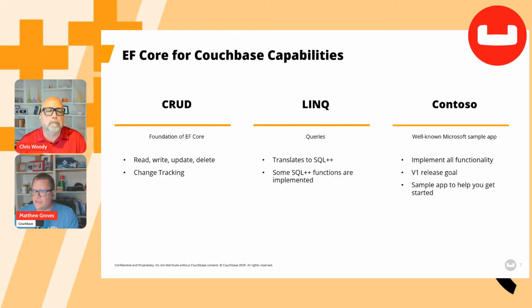So these are the version 1 goals of Entity Framework Core for Couchbase: to get to a point where you could use all the CRUD operations in Entity Framework. So read, write, update, delete, and of course, all the change tracking that comes along with that. Now, Chris didn't go over change tracking, but that's an important part of any ORM, to keep track of all the things you're going to change, and then at the end, commit or save those changes based on all the different mutations you've collected. LINQ is another huge part that Chris spent a lot of time on.